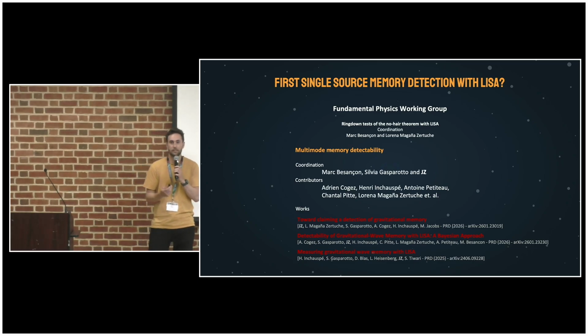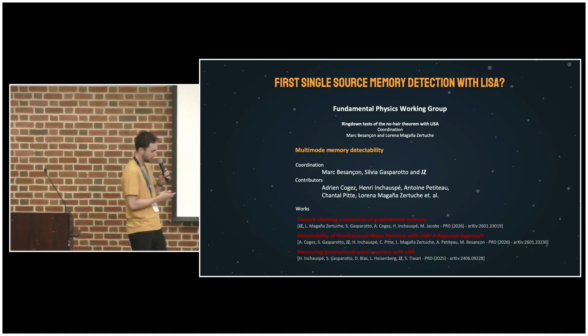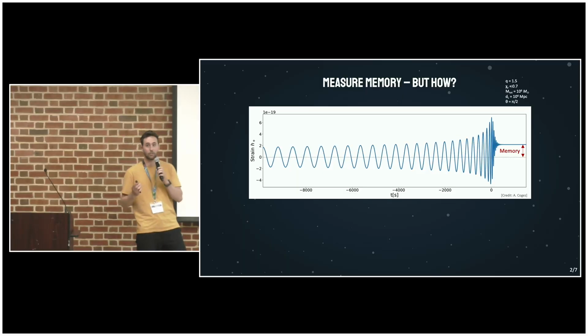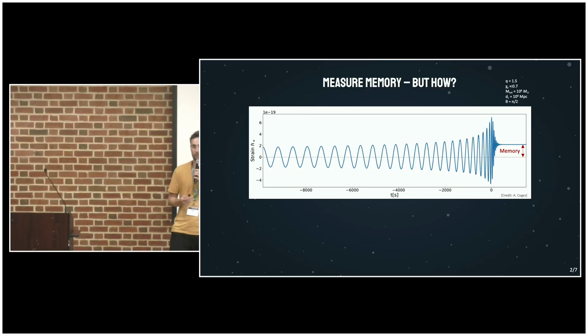One is, as was already mentioned, the necessity to have a good memory model in order to actually be able to claim a detection of memory. And the other will be just an assessment of first detectability prospects using a Bayesian factor analysis. All right, so with this, let's try to understand how LISA can actually measure memory.